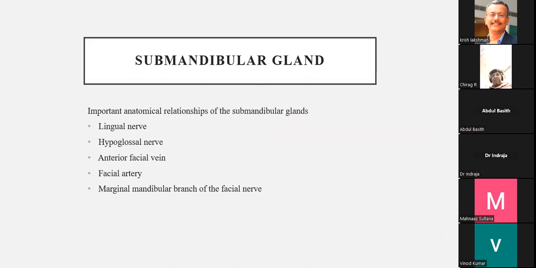The important anatomical relationships of the submandibular gland are the lingual nerve, hypoglossal nerve, anterior facial vein and facial artery, and the marginal mandibular branch of the facial nerve. These are at risk during submandibular gland dissection.